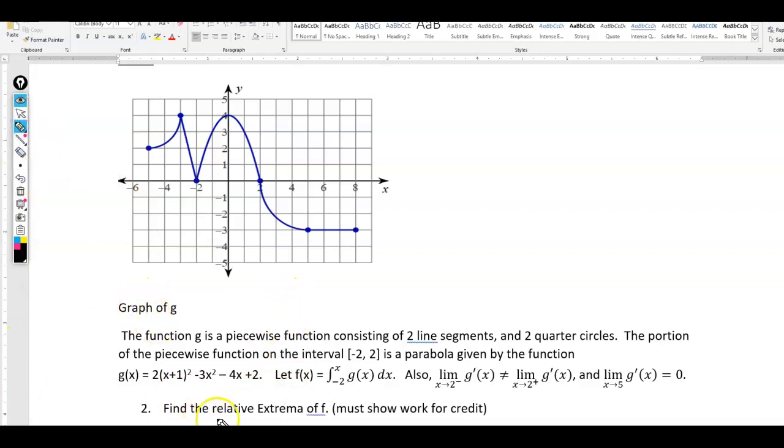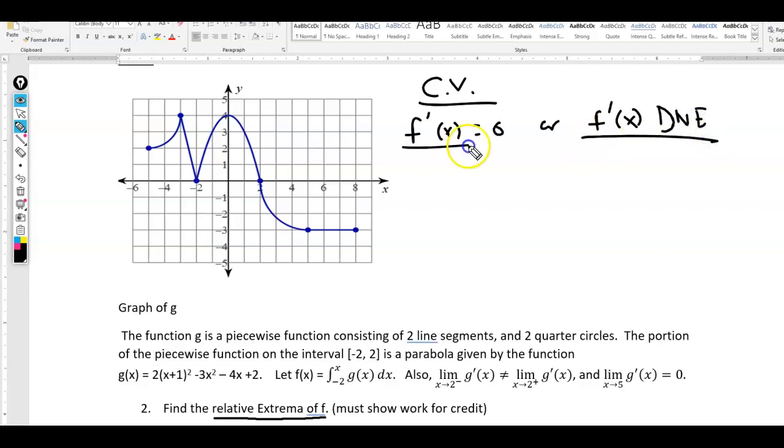So for number 2, it says find the relative extrema of f. Okay. How do you find relative extrema of f? Well, first of all, you have to find the critical values. The critical values are where the derivative equals 0 or where the derivative does not exist or is undefined. Well, we've already determined that f prime of x is g of x, right? So we want to find where g of x equals 0, or where g of x does not exist.